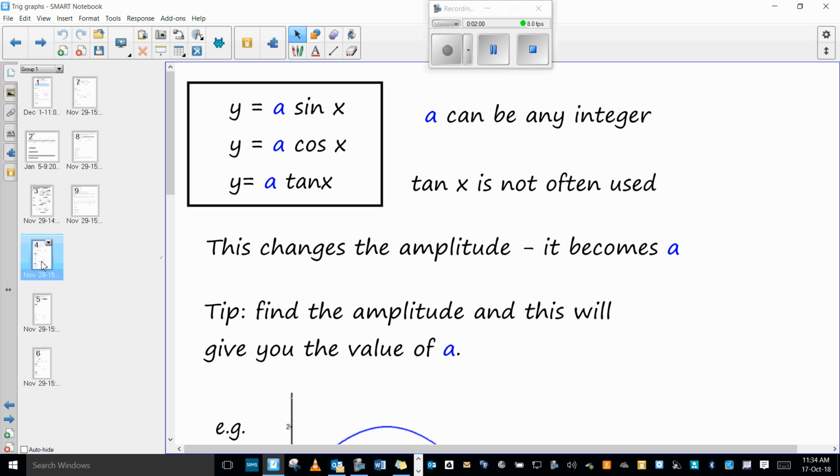What do we call that feature of the graph? The amplitude. Does the tan graph have a certain amplitude? No, it keeps going on and on forever.